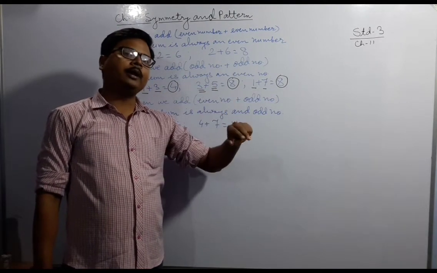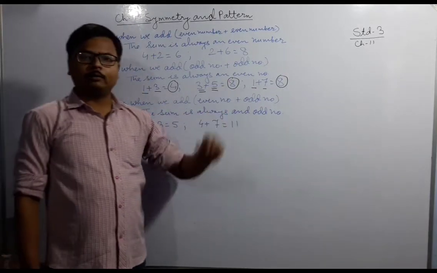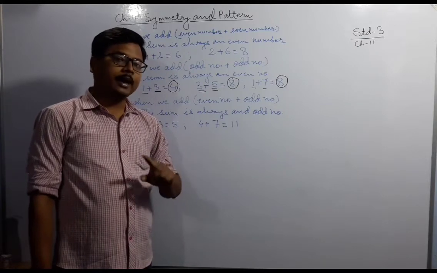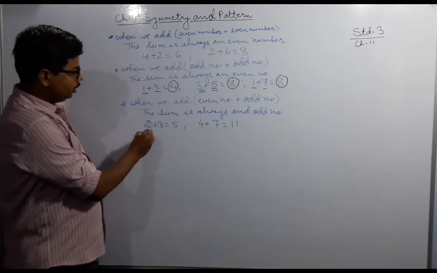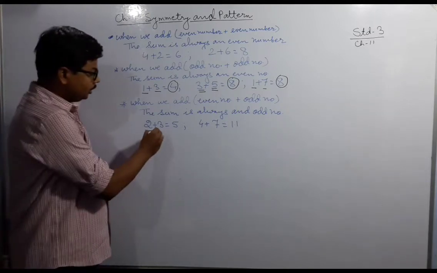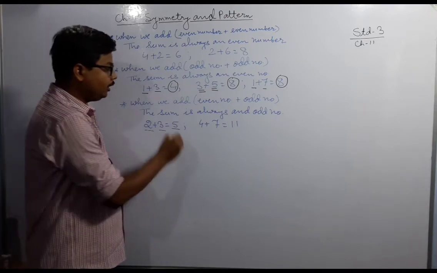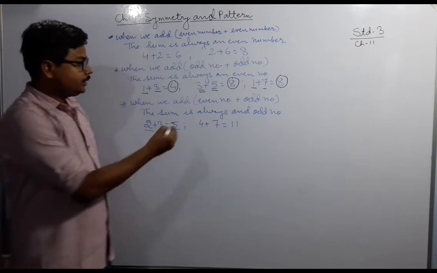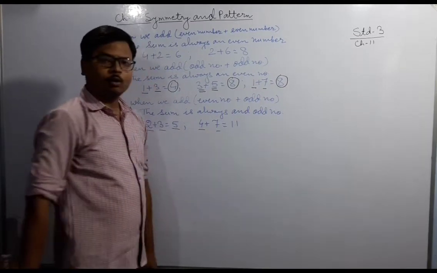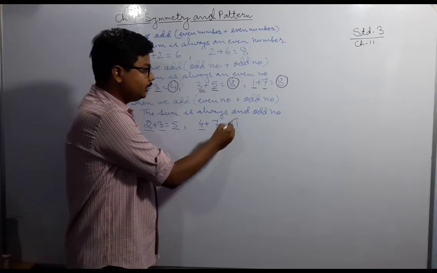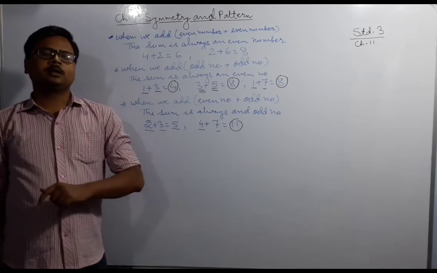Whenever an even number and an odd number are added, what happens? The sum is always an odd number. You can see the example. 2 plus 3. 2 is an even number, 3 is an odd number. When we add these two numbers, we get an odd number, that is 5. Next example. 4 is an even number, 7 is an odd number, and the answer is 11. So 11 is also an odd number. Now next, come to the next pattern.